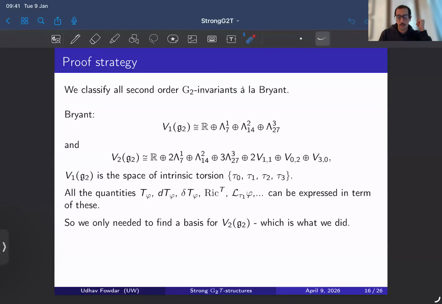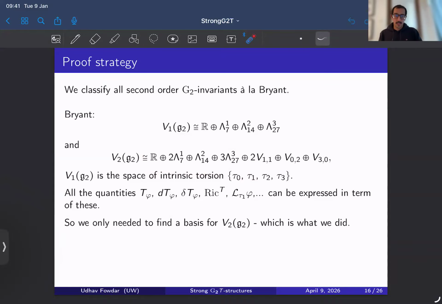And all of them have a basis, so you can find a basis for each of these terms, and by finding a basis for this term, you can always express any second order quantities in terms of these basic elements. Okay, and this is what we did in the paper. We classified basically the basis for all these terms, and this allows you to generate a lot of formulas for terms that you're interested in.